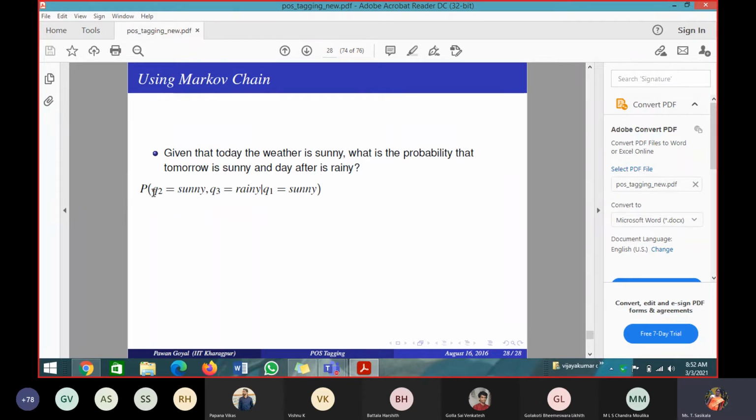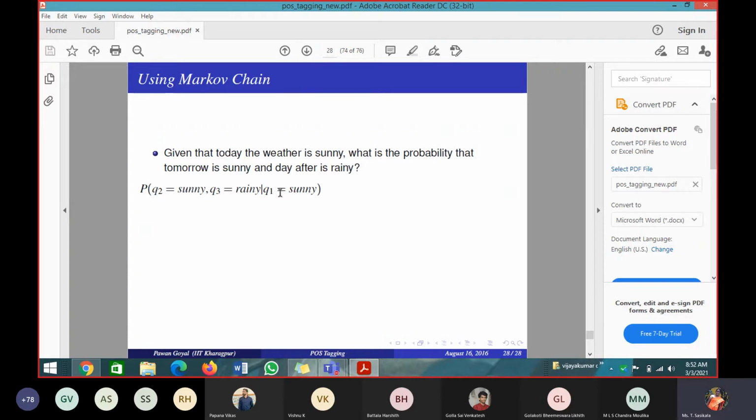So it is represented as P of the numerator, what is given and what we have to find. Given what? Today is sunny. Today is given by which variable? Initially I had told you, today is given by the variable Q1, tomorrow by the variable Q2, and the day after tomorrow by the variable Q3. So can you tell me the probability of dash given dash for this problem? What will be your denominator? What is given?